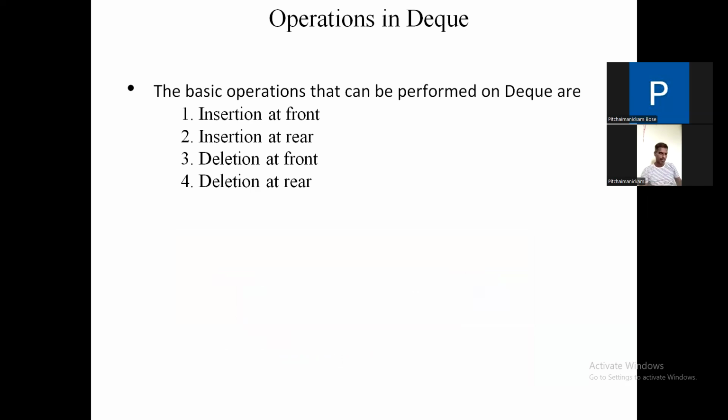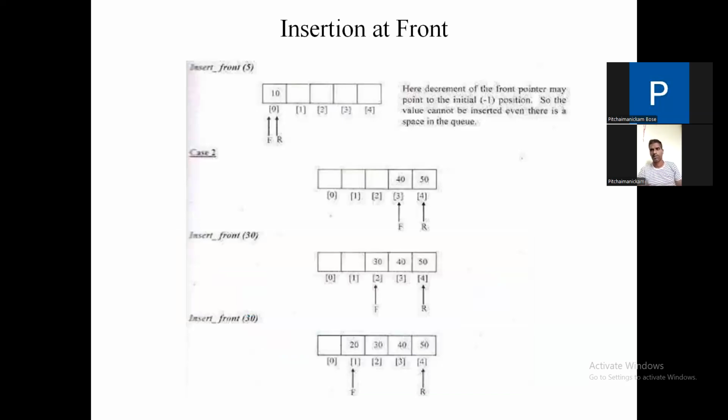The basic operations that can be performed on the DQ are insertion at the front, insertion at the rear, deletion at the front, and deletion at the rear. This is insertion at the front. Initially, front and rear point to the same value. Here the insertion takes place at the front.